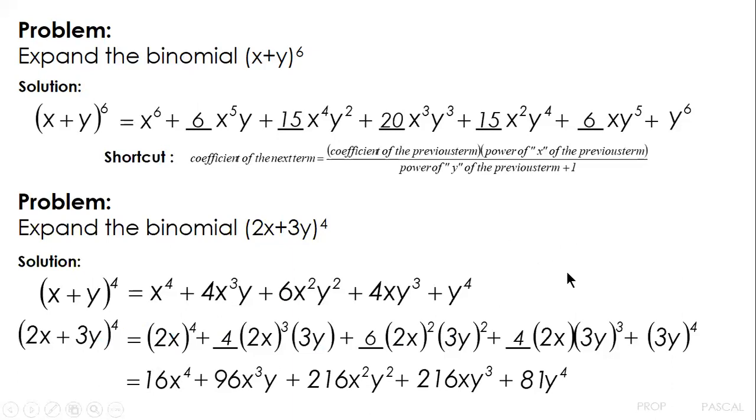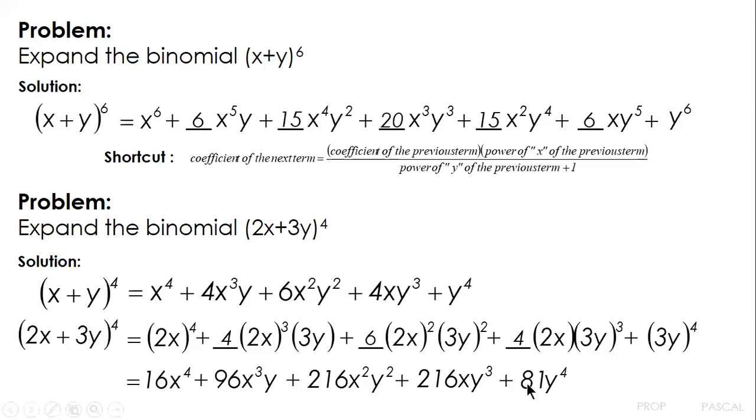Okay? Now, there's an alternate solution to this. Because if you're preparing for the board exam, you will not be asked to expand the binomial. You will only be asked to determine a specific term. Like for this one, in the binomial 2x plus 3y raised to 4, find the fourth term. So, you can still do this, but it will take time.